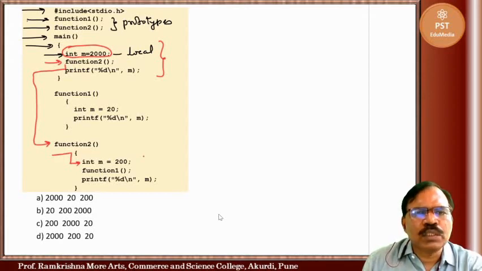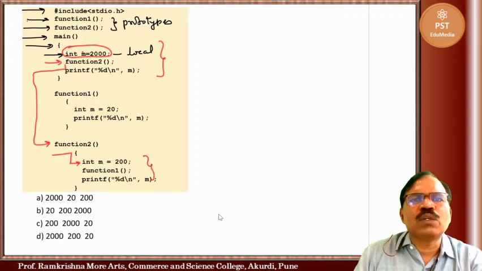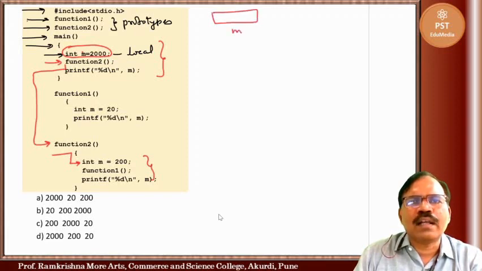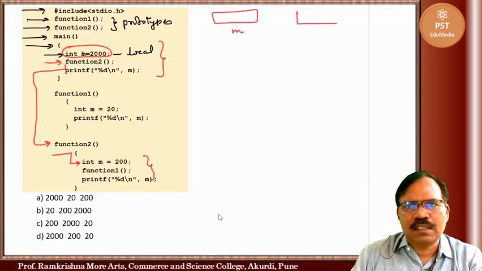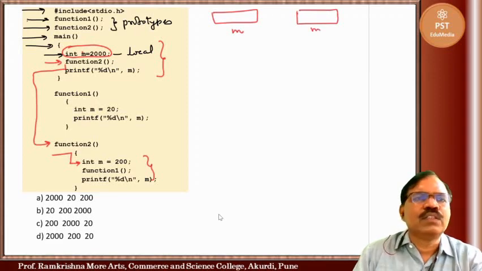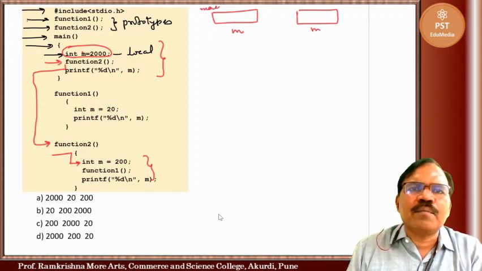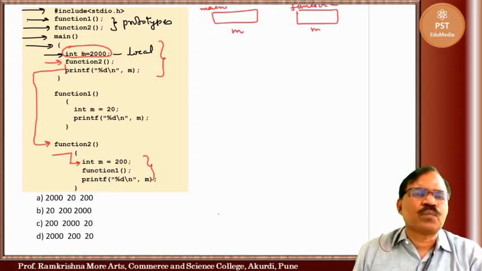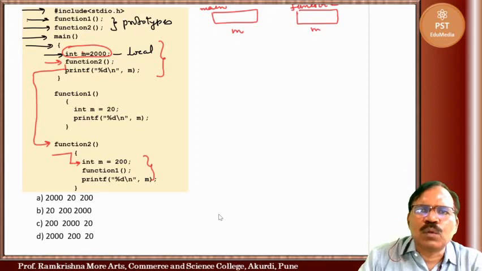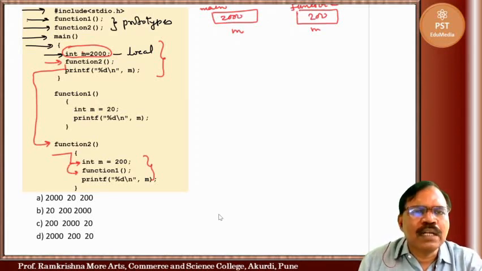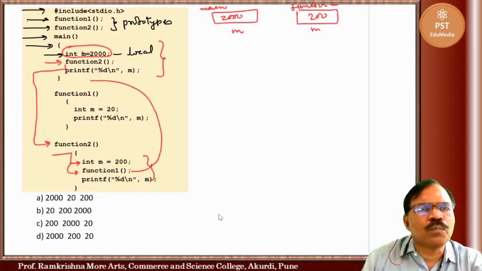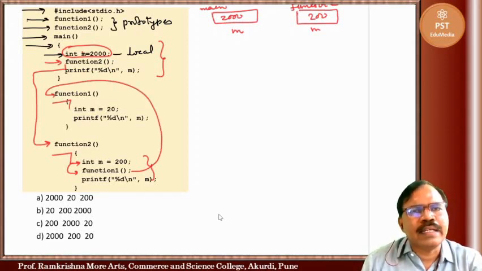Int m. So here it is a local variable. What happens for this local variable? Memory is allocated. So this is for the main function, this is for function 2. Then int m is equal to 200. 200 is stored here and 2000 is stored here. After that, function 1 is called. So control will go to function 1 and it enters here.